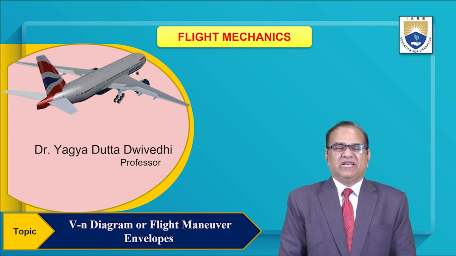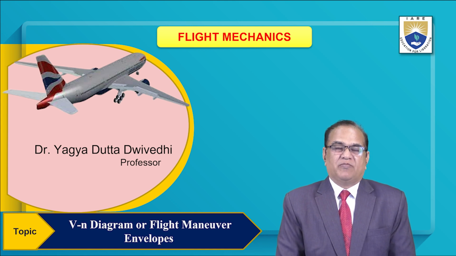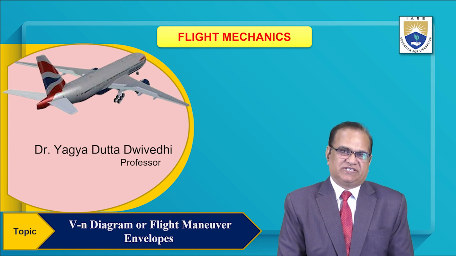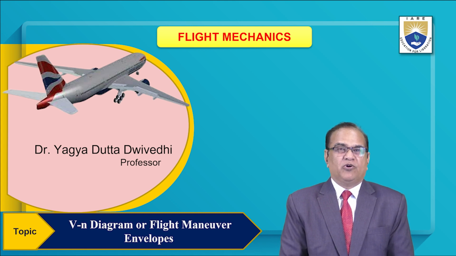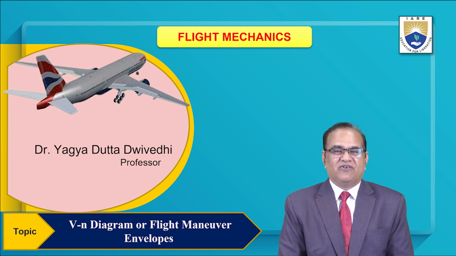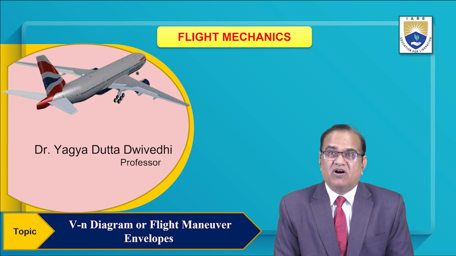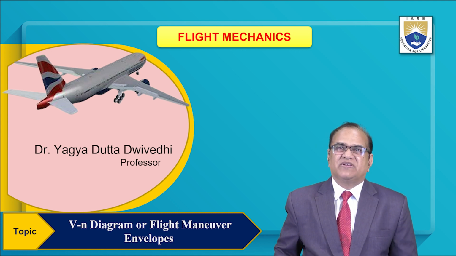It's my pleasure to be here again for my course Flight Mechanics. I am in module 4, which is maneuvering performance. I have already completed 3 lectures on that: turn performance, then pull up, pull down. These things I have already covered. Today I am going to cover the VN diagram or flight maneuvering envelope. This we will be observing here.